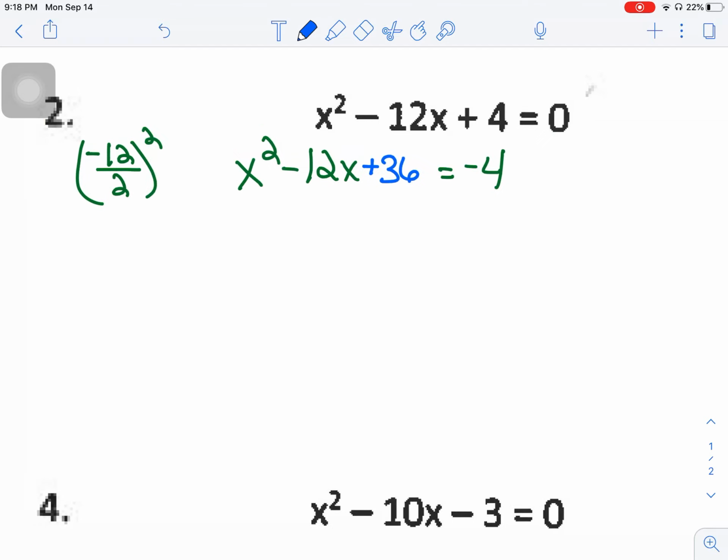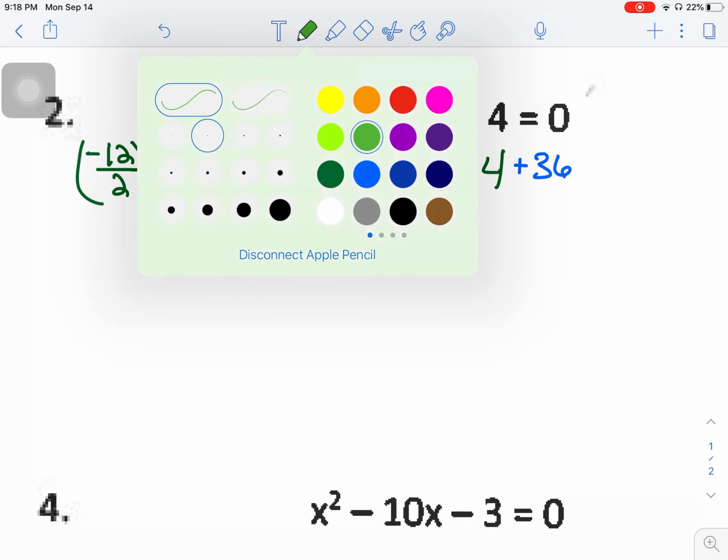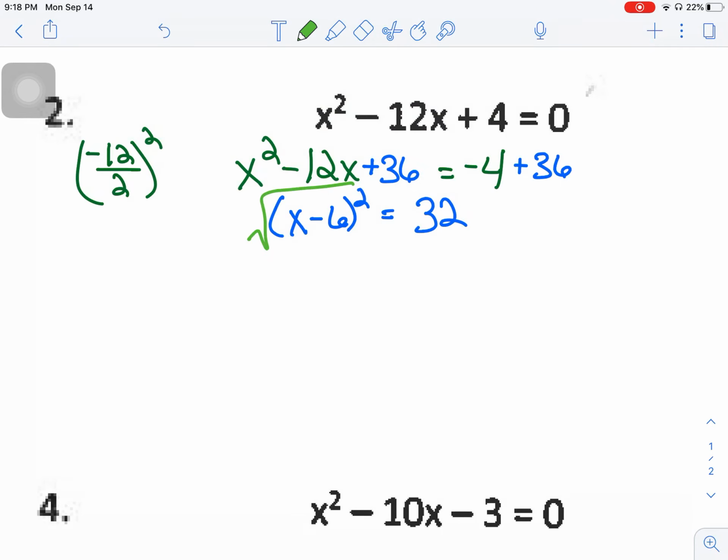What you do to one side, you need to do to the other, okay? Keep the balance of the equation accurate. On the left side, x squared minus 12x plus 36. Because we have accurately completed the square, we can factor that into x minus 6 squared. And on the right side, we've got 32. This is all nice. This is all happy. We're going to go ahead and take the square root of both sides. So x minus 6 is equal to plus or minus the square root of 32.